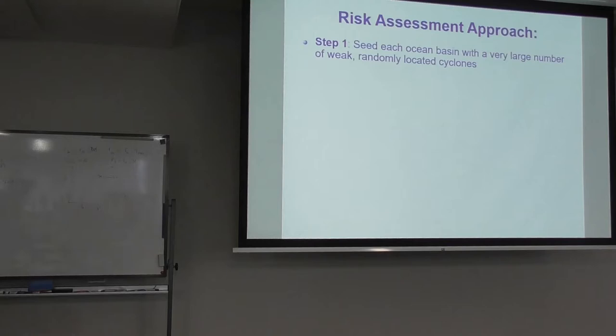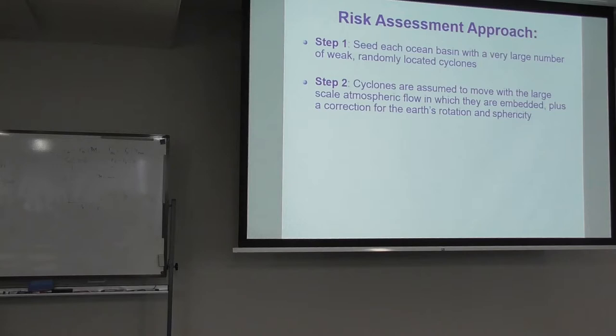These seeds are assumed to move with a large-scale atmospheric flow in which they're embedded, which comes from a reanalysis data set or a climate model, plus a correction for the Earth's rotation. So you see, it's a so-called beta and advection model, which used to be used in the old days to forecast hurricanes.